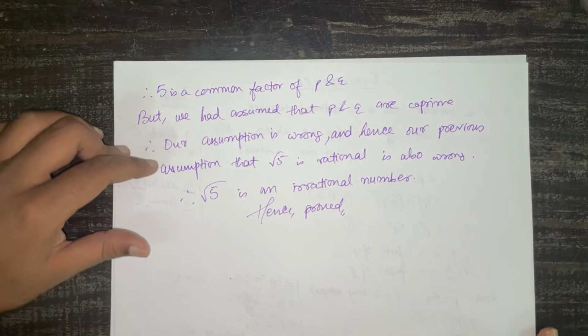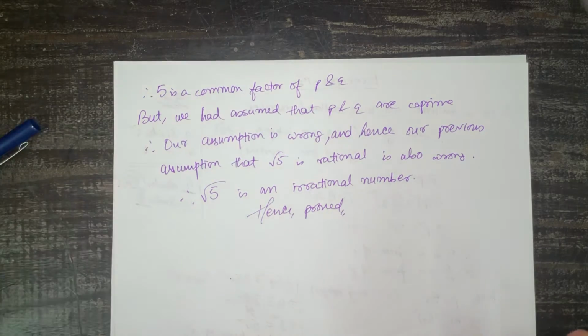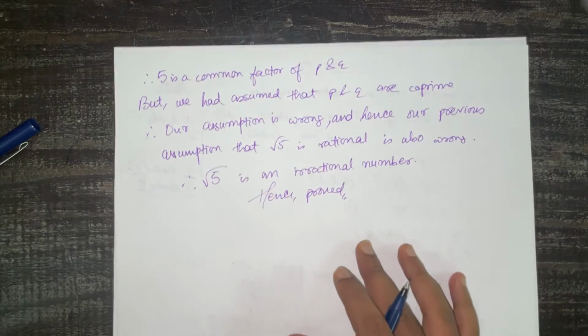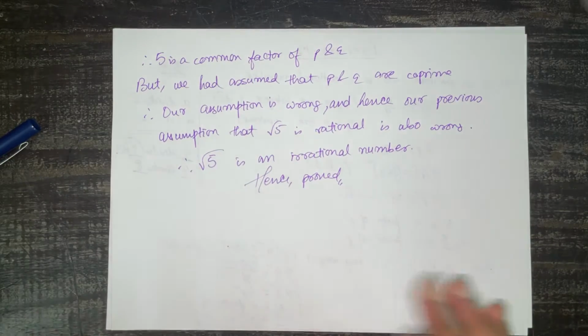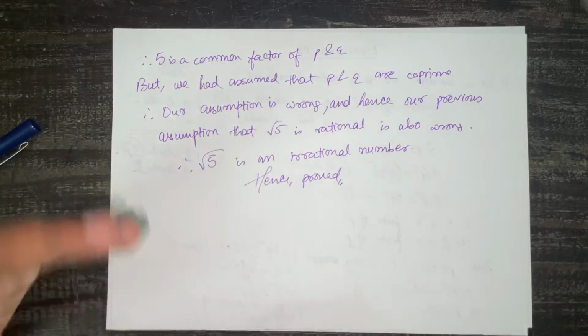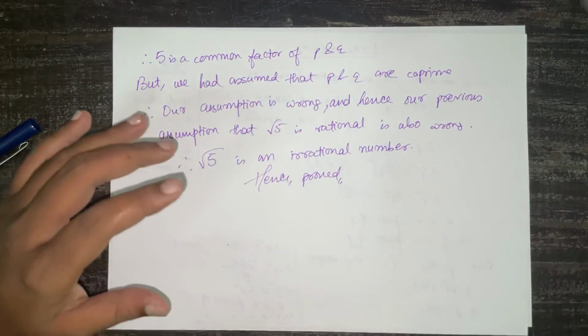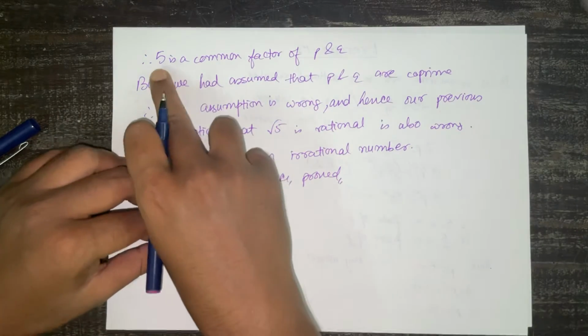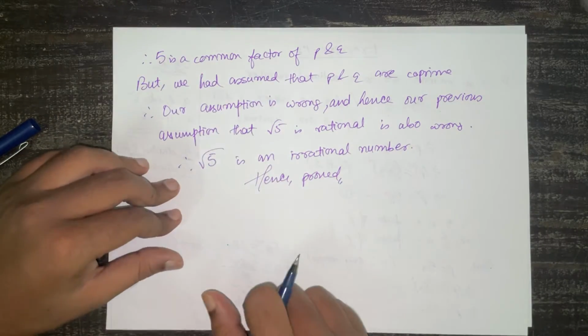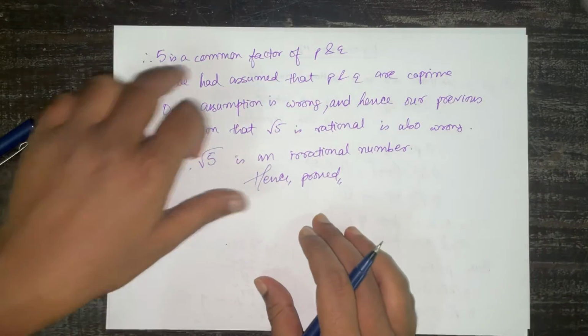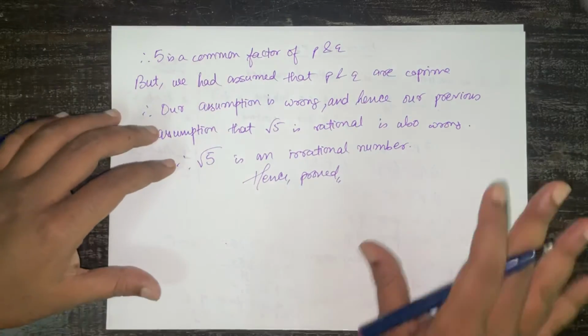So that's how we prove these types of sums, where we have to prove that some numbers like root 5, root 6, root 2, root 3 are irrational. If you get root 2 in place of root 5, you can do it in the same way. In place of 5 being the common factor, you will find 2 is the common factor for root 2. For root 3, you will get 3 as the common factor, and likewise. Okay, so that's how we do it.